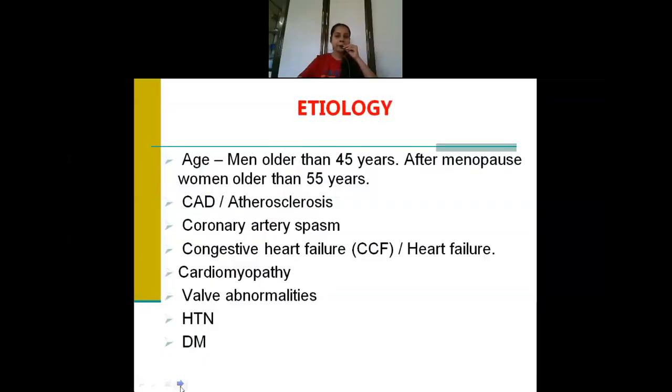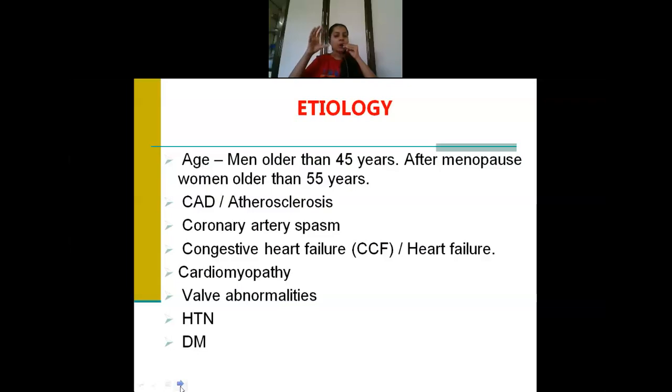Now moving on to the etiology of angina. We have studied already so many modifiable and non-modifiable factors. You can write the same thing here also if you cannot remember the exact etiology, because that is also correct. Always remember age. Angina affects mostly the aged population. Those who are more than 45 or 50 years commonly suffer with angina.